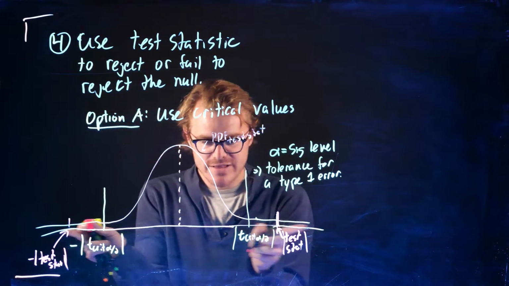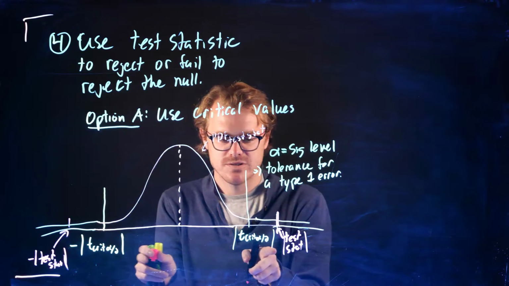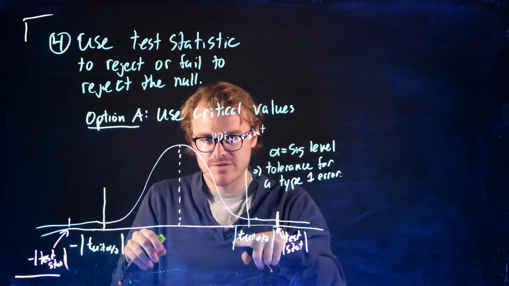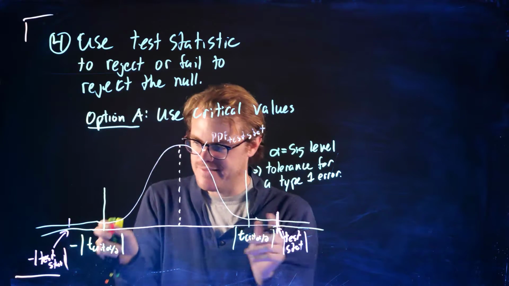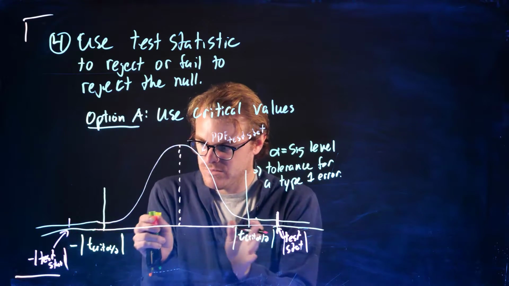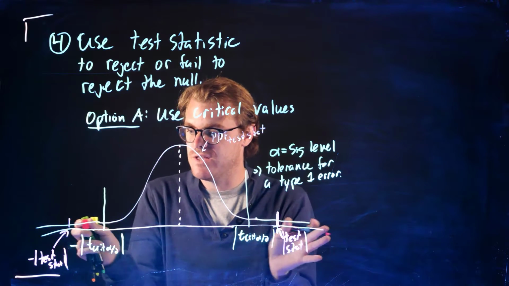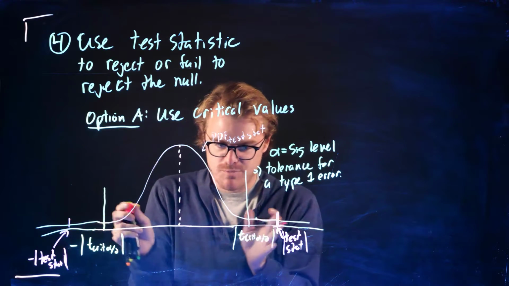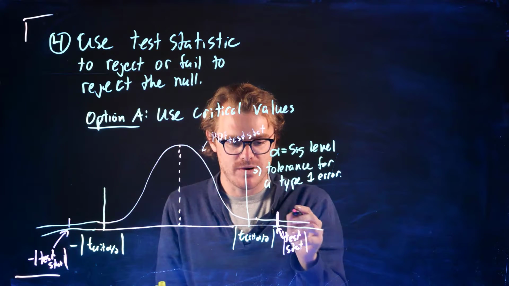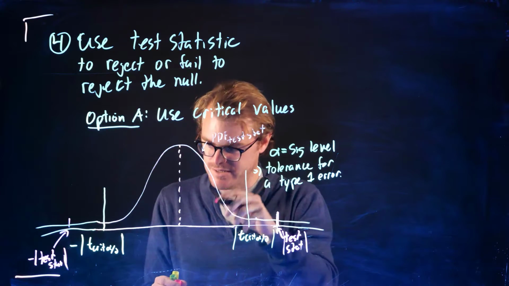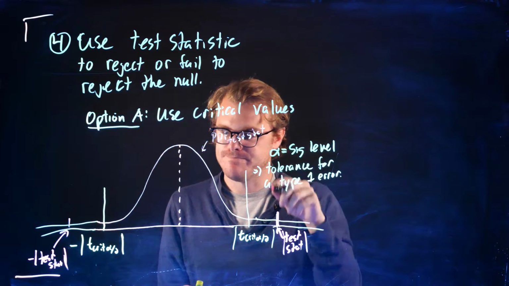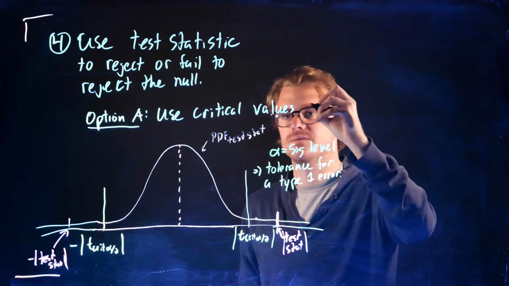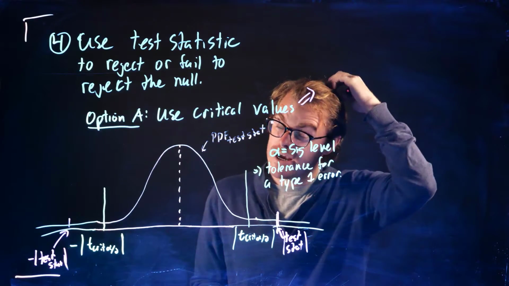If we're further in the tails, so if our test statistic is bigger than this critical value, it's telling us there's less area in the tails. It's telling us we're going to reject the null because the probability of committing a type 1 error with this test statistic is going to be less than our threshold for making that kind of error. And so let's just write out how you do it.